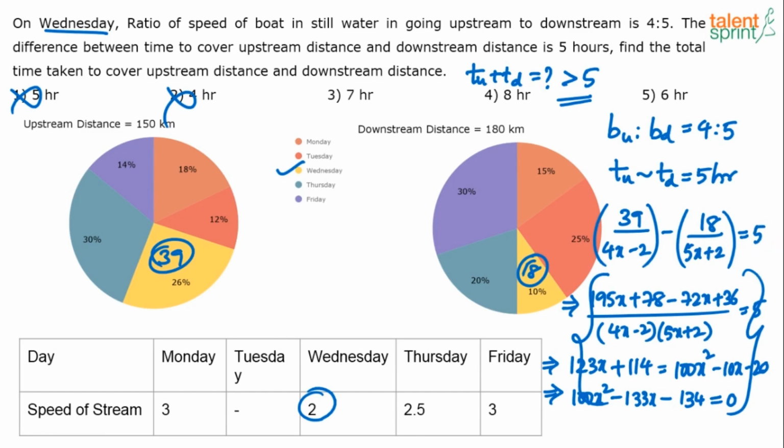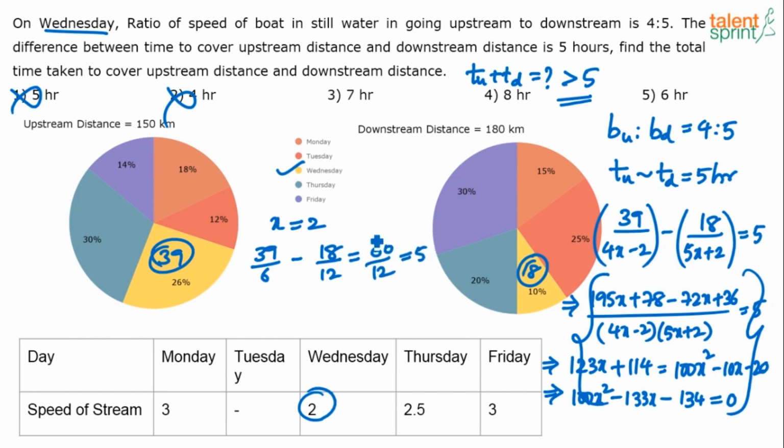So x equals 1 doesn't work, but let's say x equals 2. So 8 minus 2 is 6, 39 by 6, minus 18 by 5 into 2, 10 plus 2, 12. Will this be equal to 5? Just check. I think it will be equal to 5 because this is like 78 by 12 minus 18 by 12. It's like 60 by 12. 60 by 12 is 5.